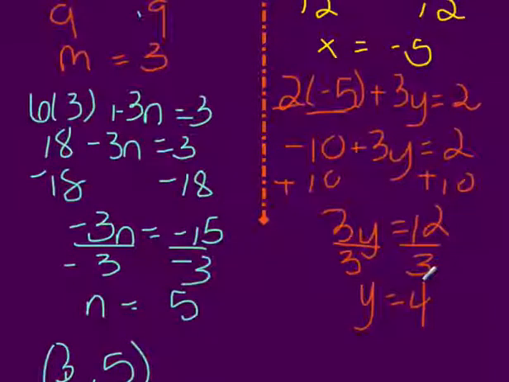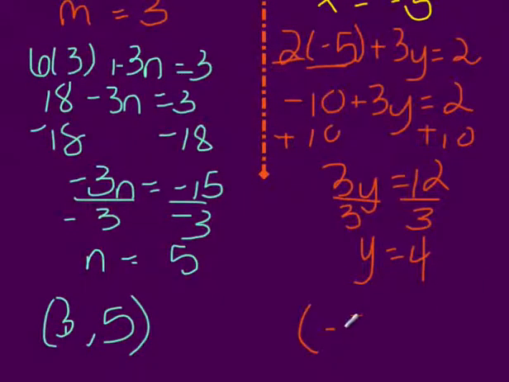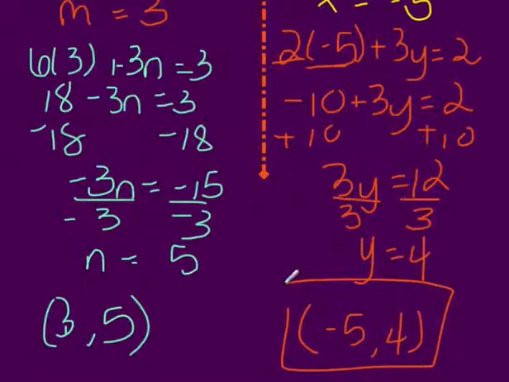So x is equal to negative 5, y is equal to 4. So the solution, as a coordinate point, is negative 5, 4. And that's your final answer.